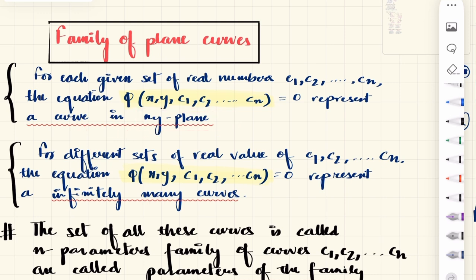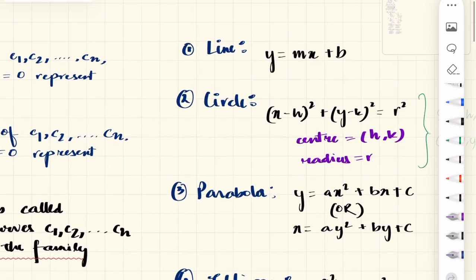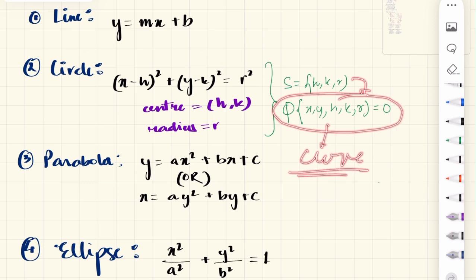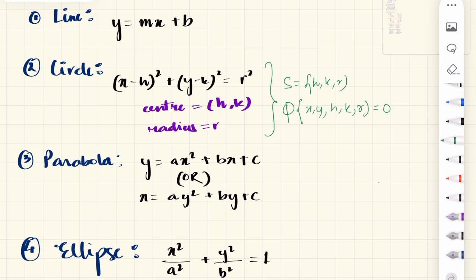Got it? And it says that for a different set of real numbers, when the set of real numbers is different, the equation is going to represent many different curves, meaning infinitely many curves. For example, when the real numbers of the set are different, we are going to form a different curve. This curve is going to be different. For example, here we can say the set a, b, c. This is another set. This is s1, this is s2.